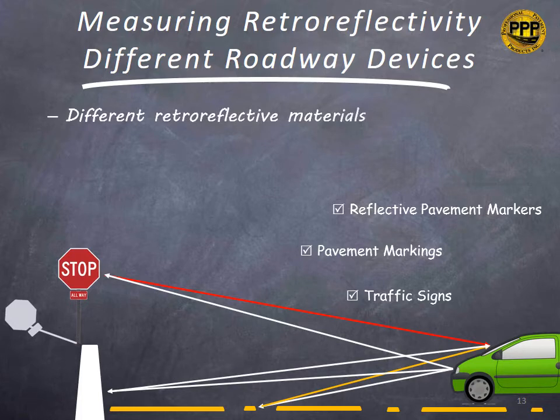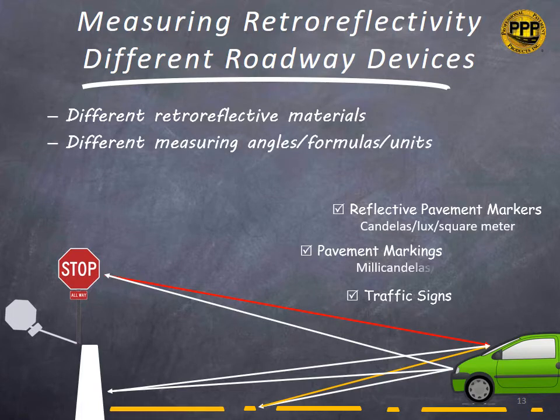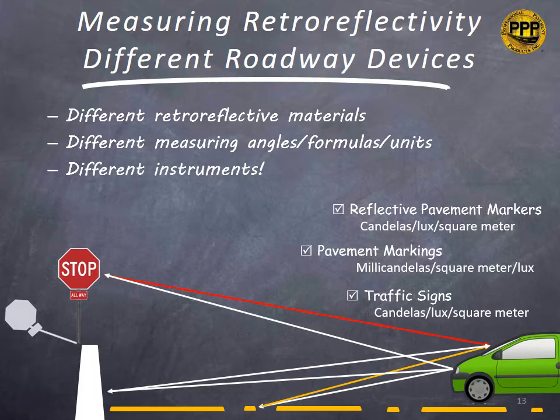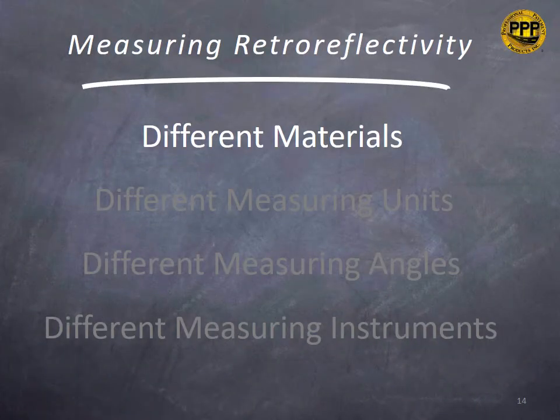Different devices are seen from different angles and different heights. Therefore, measurement angles, formulas, and units all differ. These devices must be measured by different instruments. Let's first discuss the different materials.